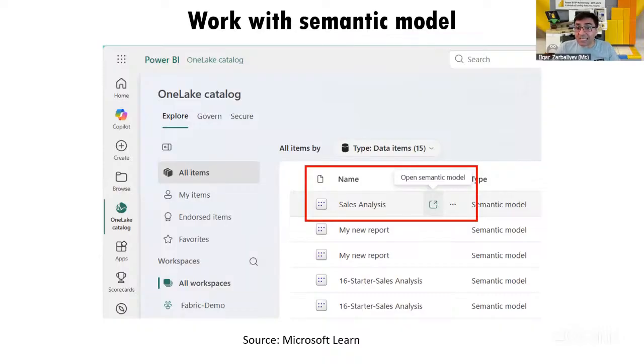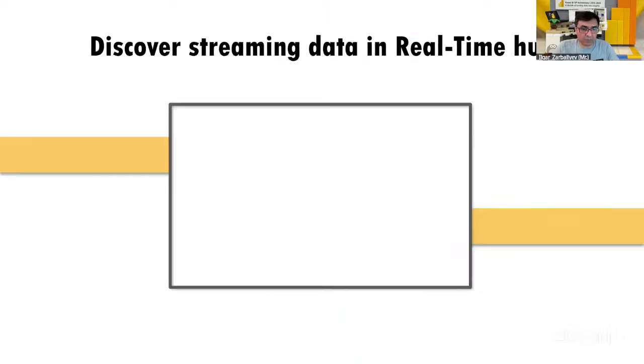By reusing existing semantic models, you can accelerate report development, maintain consistency across the organization, and take advantage of trusted business metrics that have already been defined. In the next slide, we'll explore how to discover and work with streaming data using the real-time hub.